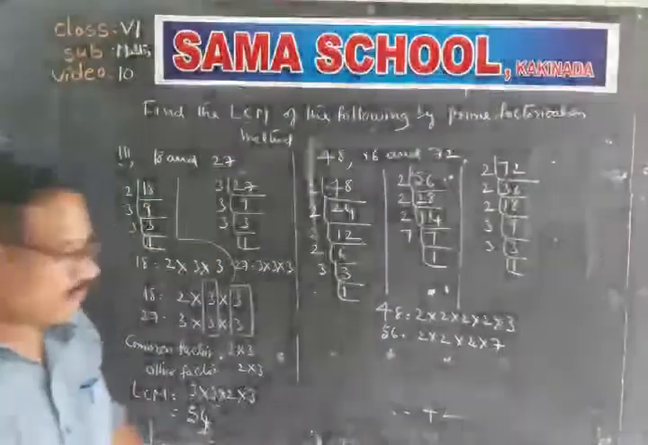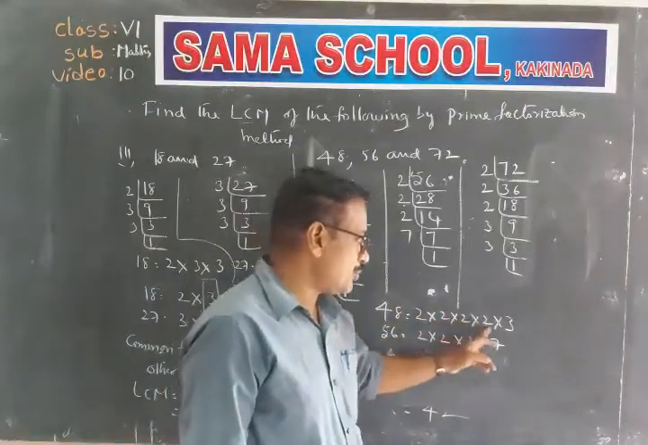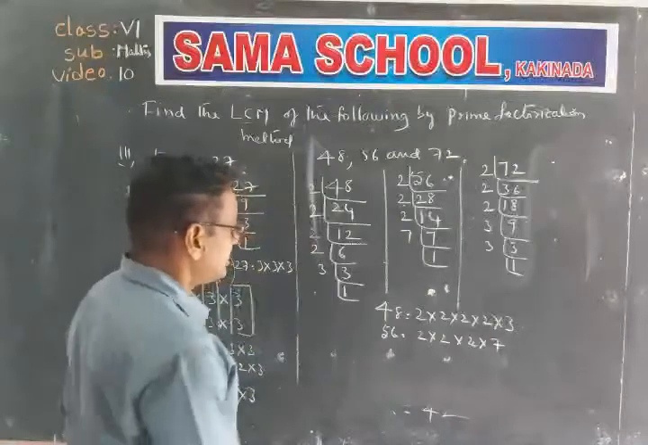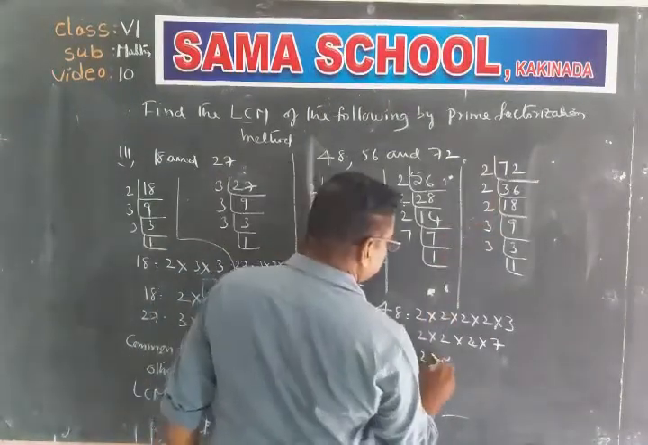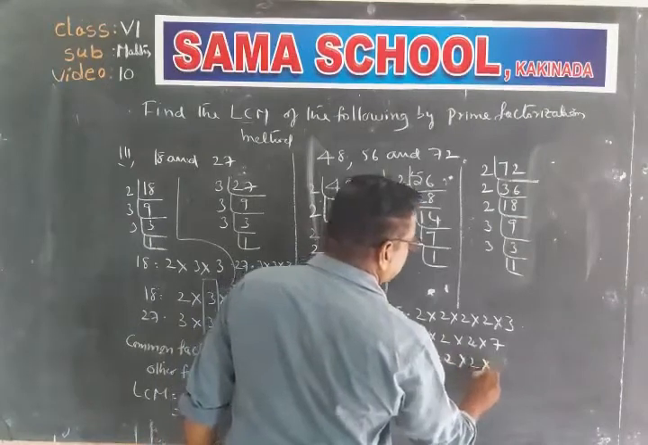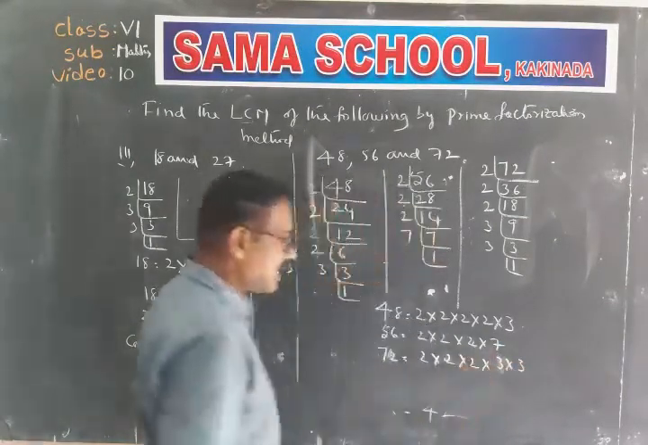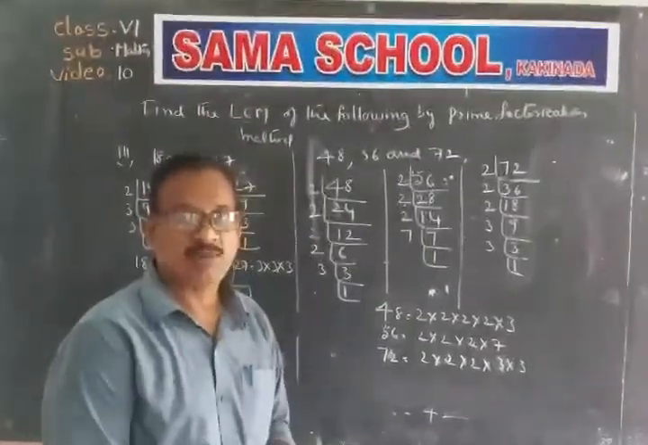The 48, you write the product of prime factors: 2 into 2 into 2 into 2 into 3. The 56: 2 into 2 into 2 into 7. The 72 is equal to 2 into 2 into 2 into 3 into 3. Okay. This is the product of the prime factors. These are all products of the prime factors.